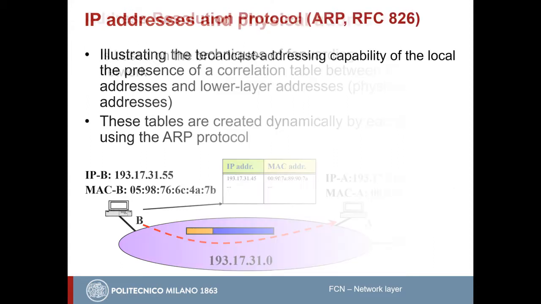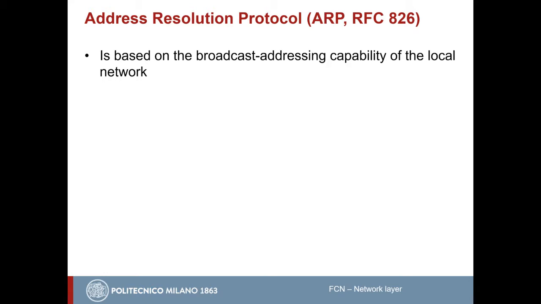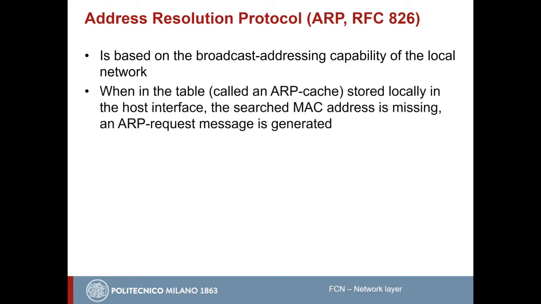And how does it work? It is based on the broadcast addressing capability of the layer 2 network. Broadcast means that when we send a layer 2 frame using a particular destination address, which is the broadcast address, the frame is sent to all the stations that are connected to the network.